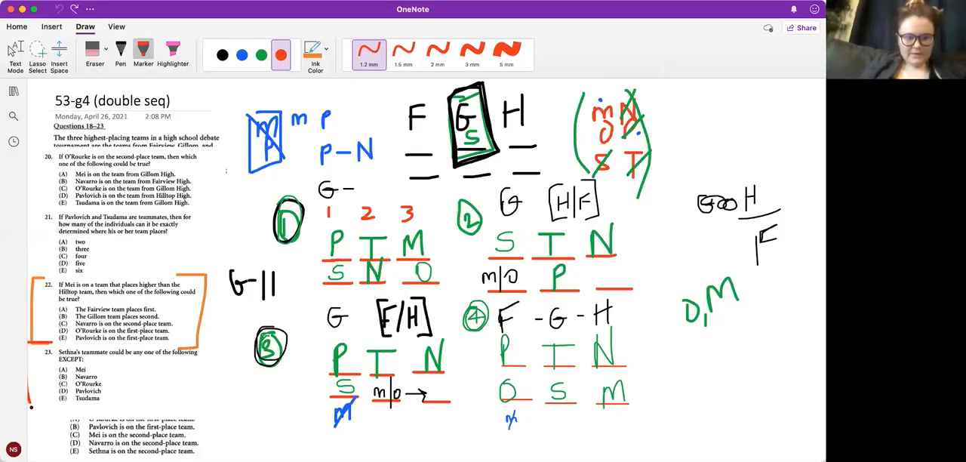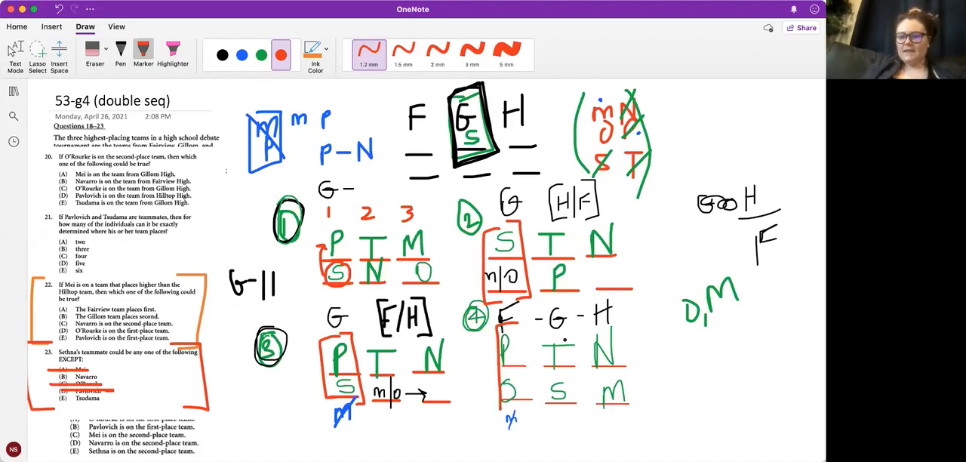All right, S's teammate could be any of the following except. So we know that S can be with P, right? So if P were an answer, we can cross it off, which it is. Here, who can S be with? M or O? Yep, so we're going to cross both of those off. Here, who can S be with? P, which we already crossed off. And then here, S can be with who? T. So then who's our answer? B. Is that who you said? Yeah. Awesome. Is that how you went about solving it? Yeah. Awesome.